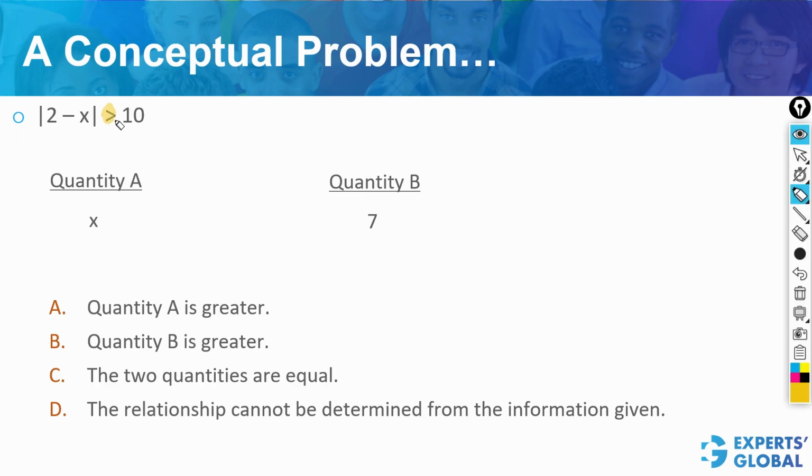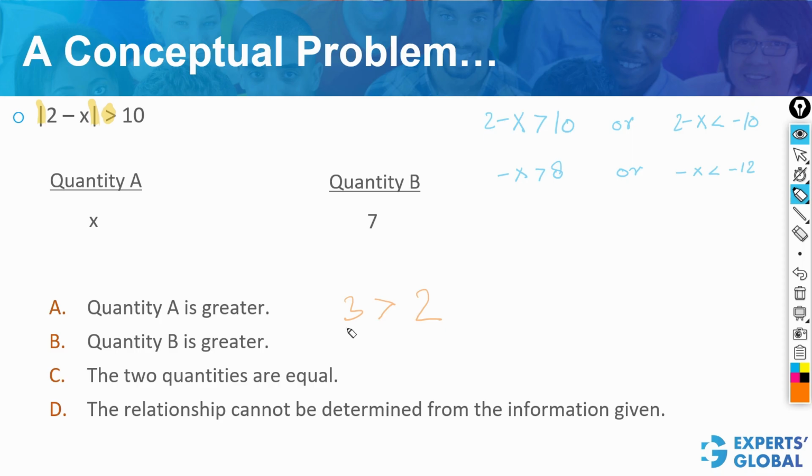This is the greater than case. Therefore, when we open this modulus, we will get two cases. The first case is that 2 minus x itself is greater than 10, and the other case is that 2 minus x is less than minus 10. Let's solve these cases. Now, to remove this negative sign, we need to multiply both sides by minus 1. Please remember, when you multiply an inequality with minus 1, the inequality reverses.